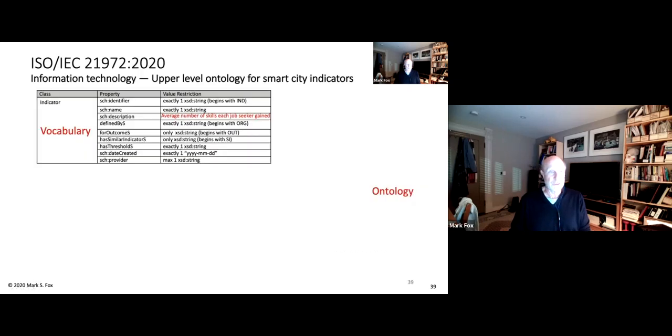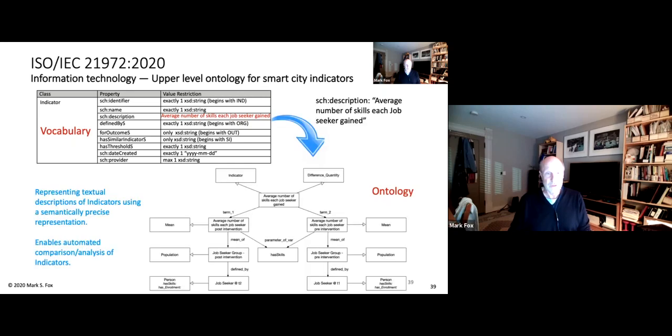As part of that effort, I was the creator and editor of the ISO 21972 ontology standard, which is an upper level ontology for smart city indicators. If you remember the diagram that we saw before of the indicator represented in this network pattern, this standard standardizes the concepts and properties that underlie this. This example simply shows taking an indicator whose description is average number of skills each job seeker gained and translating it into the ontology, representing the definition of this indicator in the ontology.